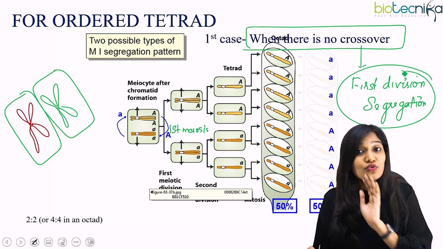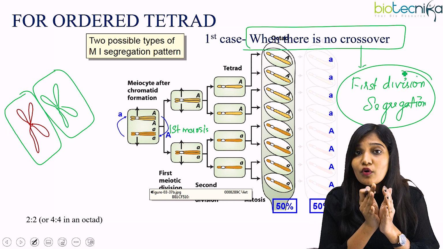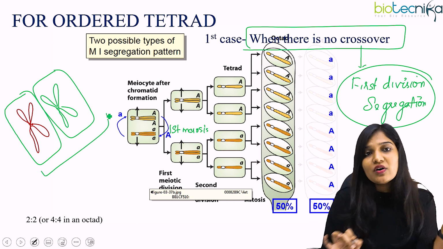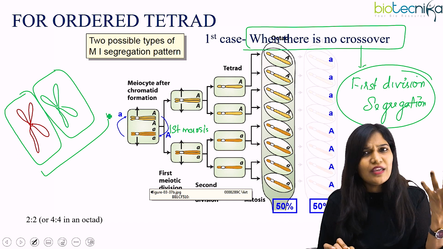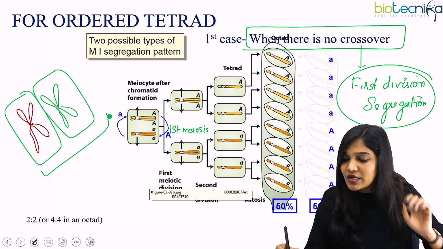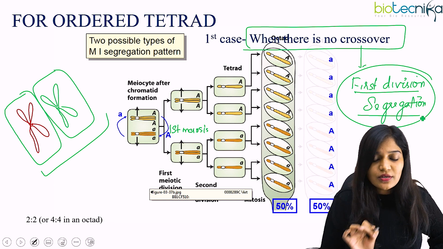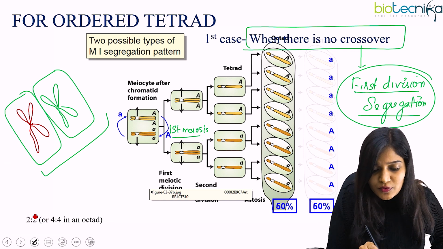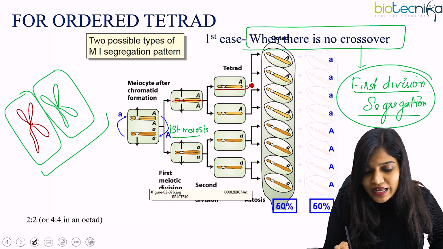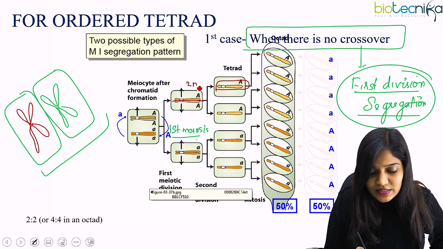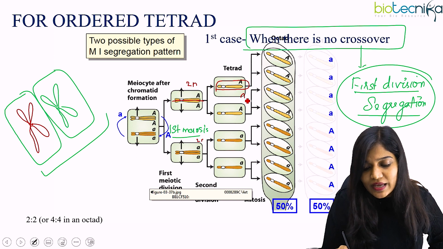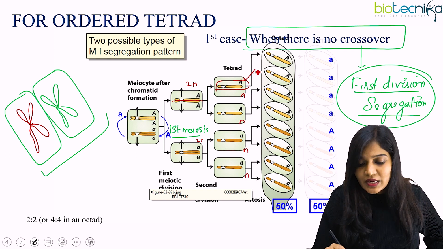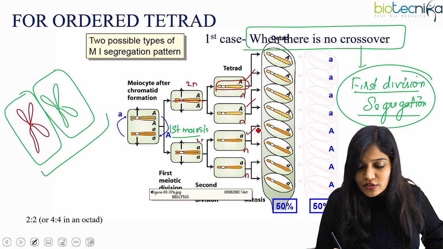So remember, when there is no crossing over between the 2 chromosomes which come from the parents in the zygote, they never undergo any kind of crossing over. If no crossing over, no recombination. First division segregation will take place here. Then what will happen in the next situation? This will separate, so you're getting haploid sets. This is diploid, and here you're having a haploid set, haploid set, haploid set, and haploid set. So capital A here, capital A here, small a here, small a here.